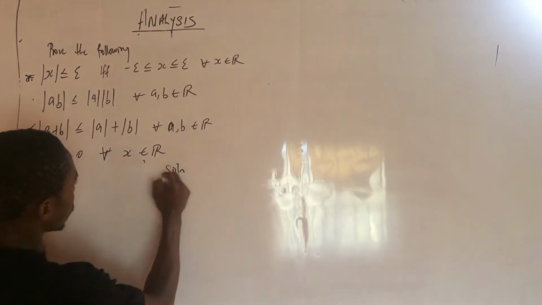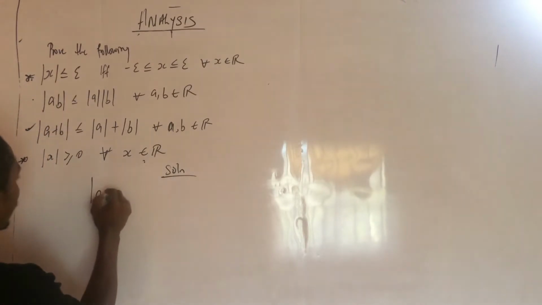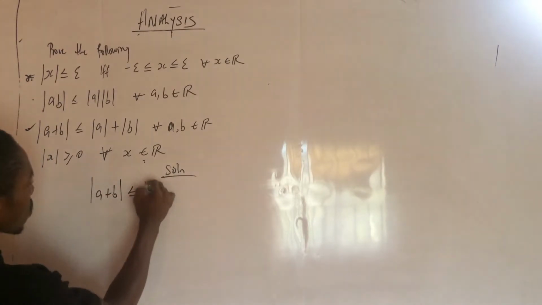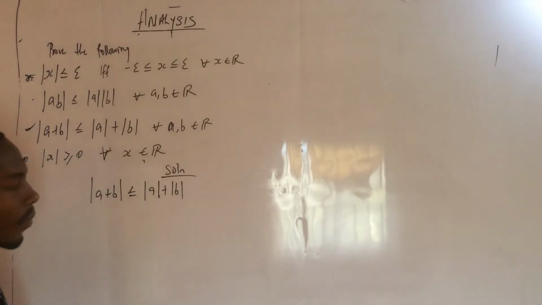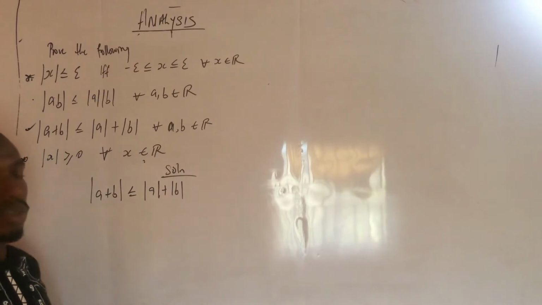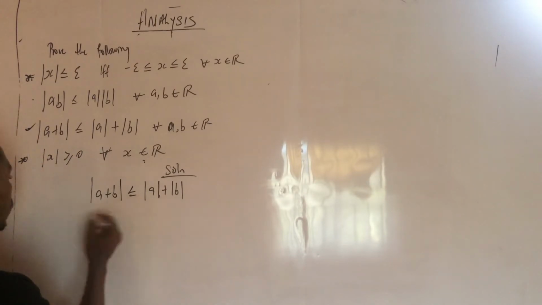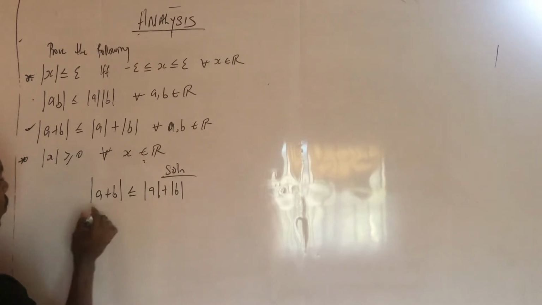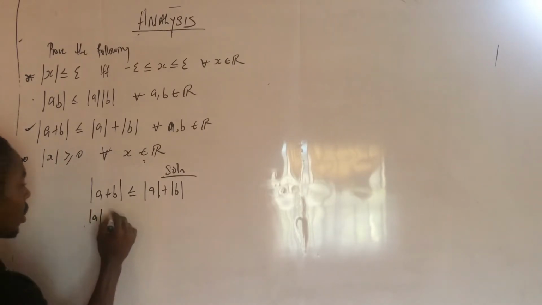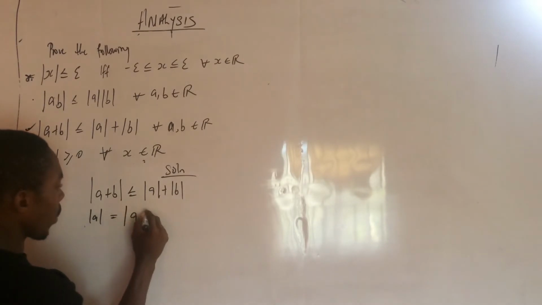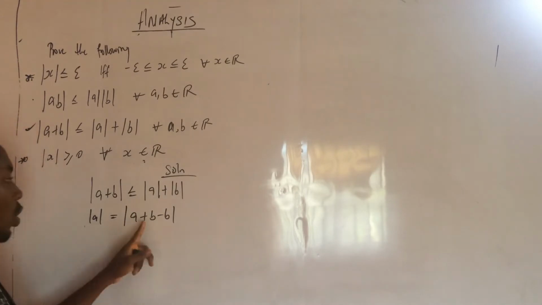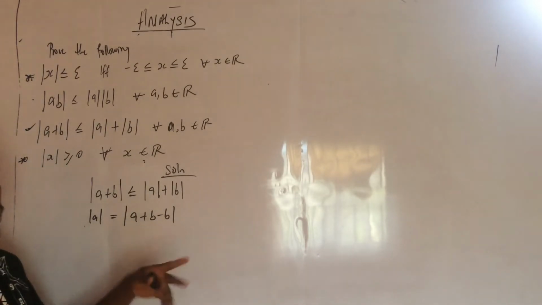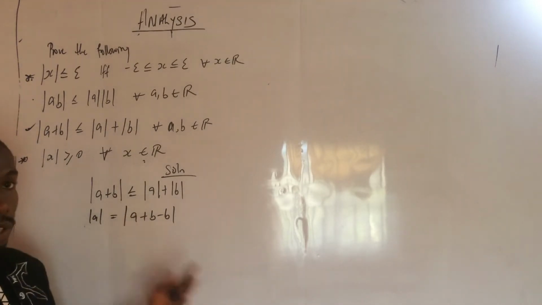So now we go. We say that the absolute value of a plus b is less than or equal to the absolute value of a plus the absolute value of b. So this is where the confusion starts. We know that the absolute value of a is equal to the absolute value of a plus b minus b. Am I correct? Yes, because b minus b is going to give you 0, and a plus 0 is a.